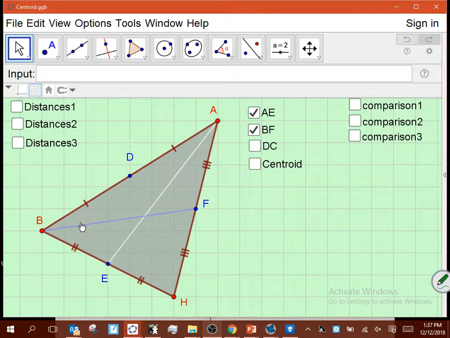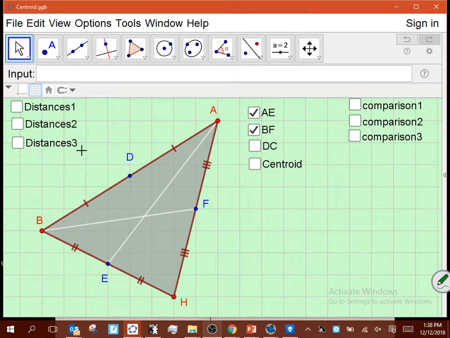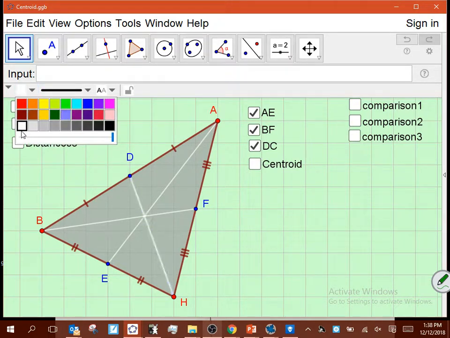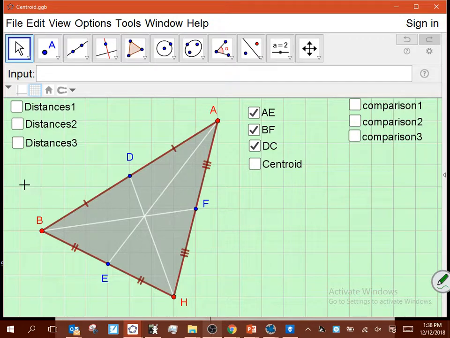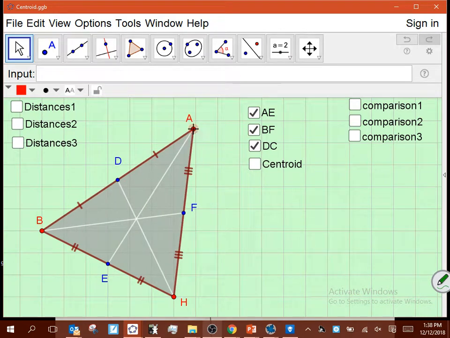Therefore, that one is also a median, and that one there, also a median, right? So you got those three medians, and they're medians no matter where the vertices of your triangle are, okay? That point of concurrency we talked about as being the centroid.